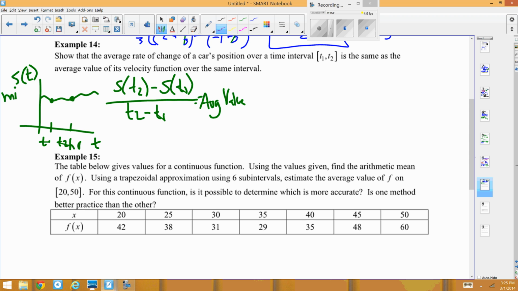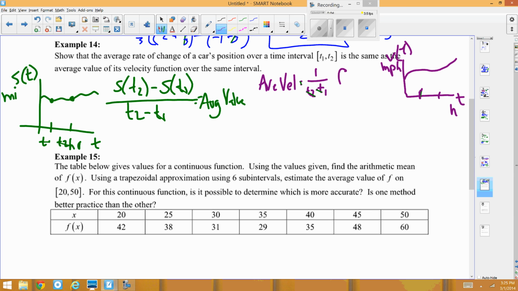So looking at it in another way, if we look at velocity this time, now remember, velocity would be like miles per hour over hours. Let's say we have some weird function, who knows, from t1 to t2. And if we wanted to find the average velocity over that time, we would do 1 over t2 minus t1 times the integral from t1 to t2 of our velocity function.